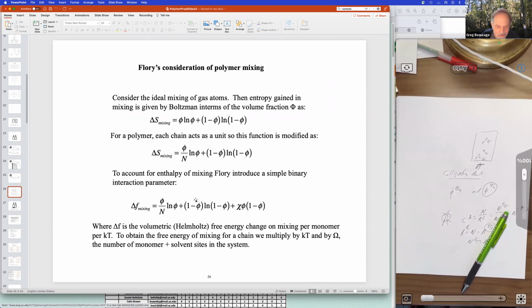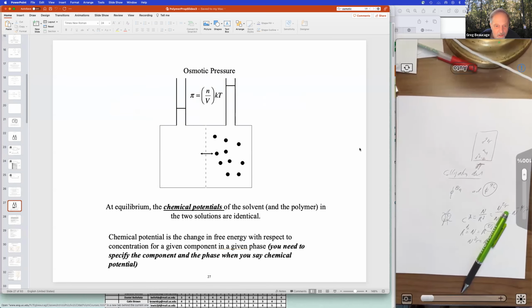So basically, this is the Flory-Huggins. This is the polymer concentration. You need to divide by n to get the number of polymer molecules. This is just the ideal gas mixing law, and then you have a binary enthalpic interaction term. So that's called the Flory-Huggins equation for the free energy of mixing for a polymer in solution.